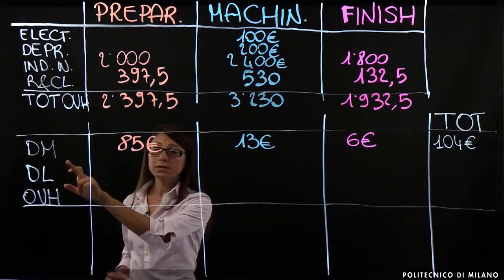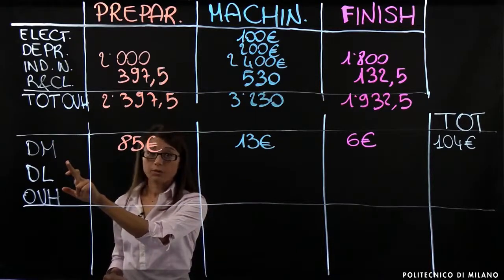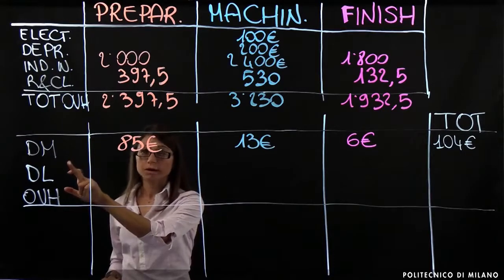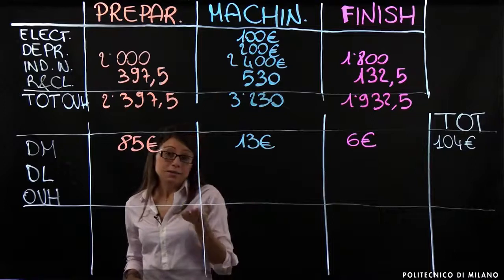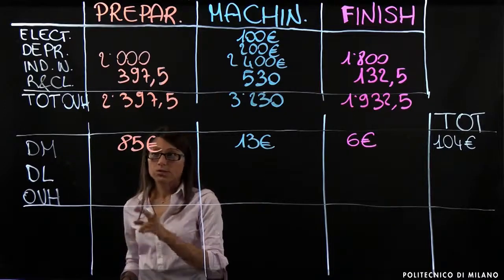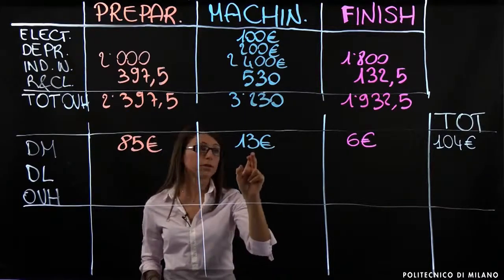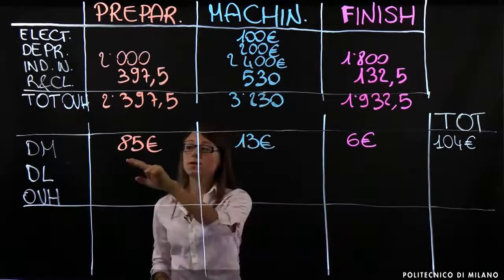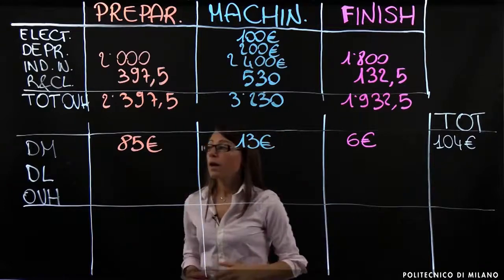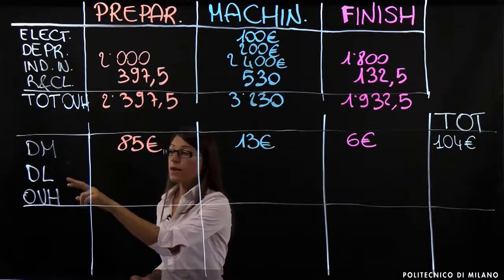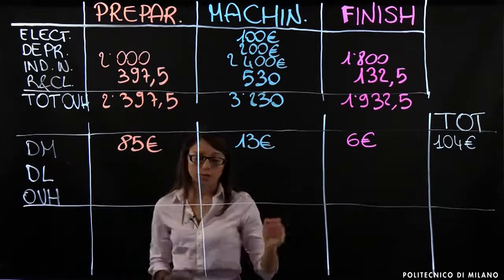Specifically, with respect to the direct material, the value of the direct material that has been absorbed by the job within each of the departments is something that is already provided by the text. So we have 85 euros, 13 euros, and then 6 euros, so that the total value of the direct material absorbed by the job is 104 euros. We need now to trace the value of the direct labor to the job in each of the three departments.